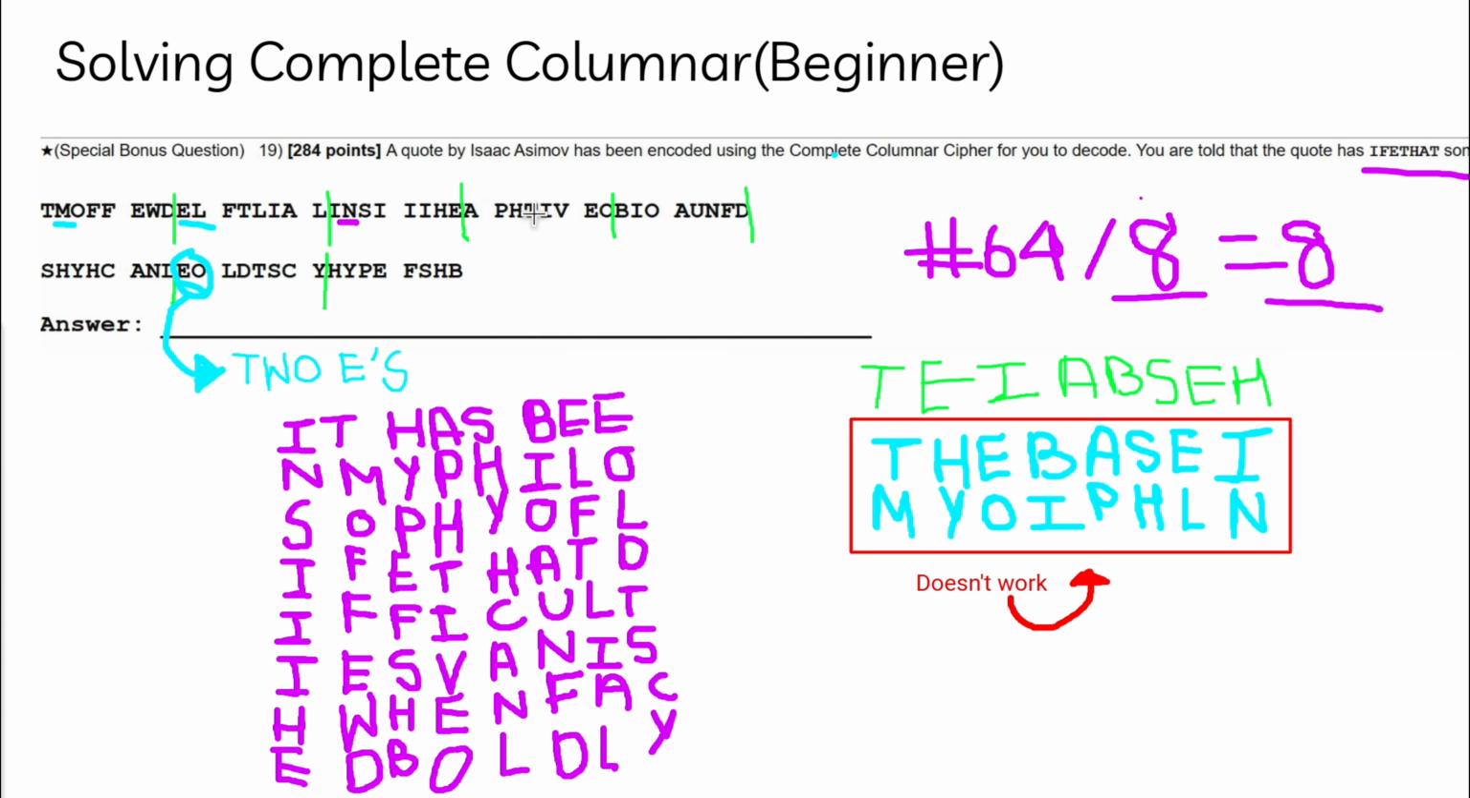So here's the final answer. It says, "It has been my philosophy of life that difficulties vanish when faced boldly." There's the final answer, and now let's move on to the harder cipher.